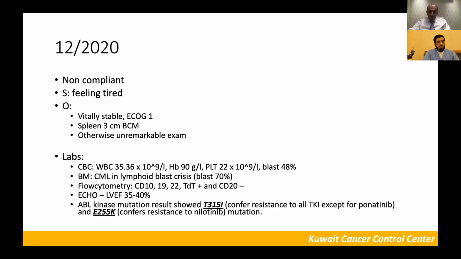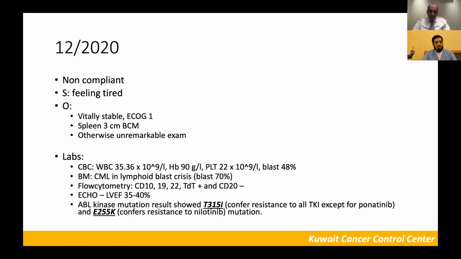In December 2020, the patient was noncompliant with his treatment, and he was feeling tired. He went to the hospital. He was vitally stable with good performance status. Now he has splenomegaly of 3 centimeters below the costal margin. The examination otherwise was unremarkable. His WBC now is 35 with a hemoglobin of 90 and platelets of 22, with 48% circulating blasts.